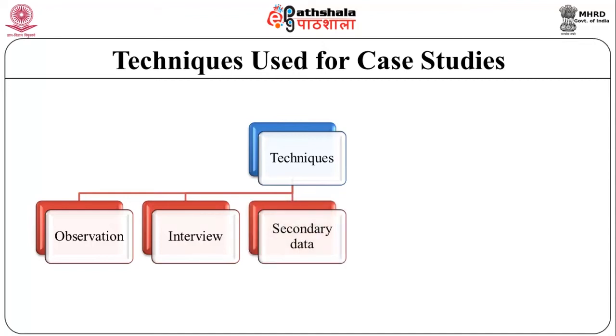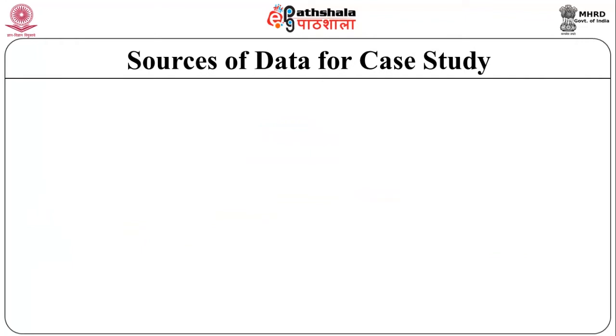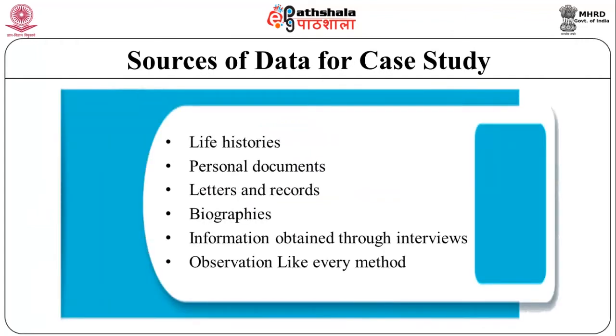Now, secondary data. Secondary data refers to data that was collected by someone through secondary sources. Documents. Any writing that provides information, especially information which is official in nature. Records. Anything that provides permanent information which one can rely on or which provides evidence officially. Sources of data for case study. In case study, information may be collected from various sources. Some of the important sources include life histories, personal documents, letters and records, biographies, information obtained through interviews, and observation.